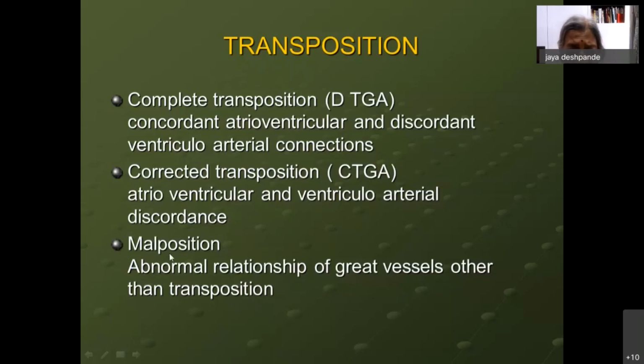Then the third term you will come across is malposition. Here you have abnormal relationship of great vessels other than transposition. We are not talking about ventriculo-arterial connections here. It is just the relationship between the great vessels. So instead of the aorta being posterior and to the right, and the pulmonary artery being anterior and to the left, you could have abnormal relationship, but we are not concerned with the ventriculo-arterial connection.